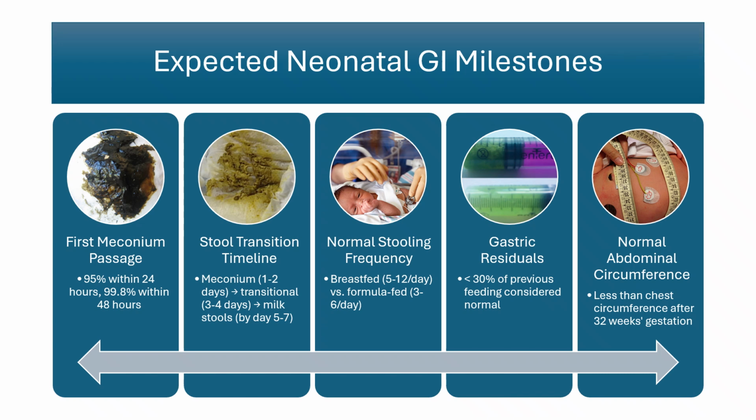Gastric residual assessment guides feeding tolerance. Residuals less than 30% of the previous feeding volume are considered normal. Residuals exceeding this threshold suggest feeding intolerance, delayed gastric emptying, or obstruction. Abdominal circumference normally remains smaller than chest circumference after 32 weeks gestation. This relationship helps identify abnormal abdominal distension.